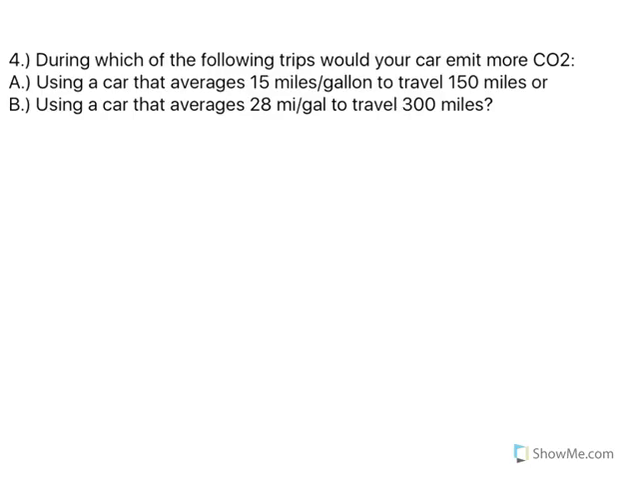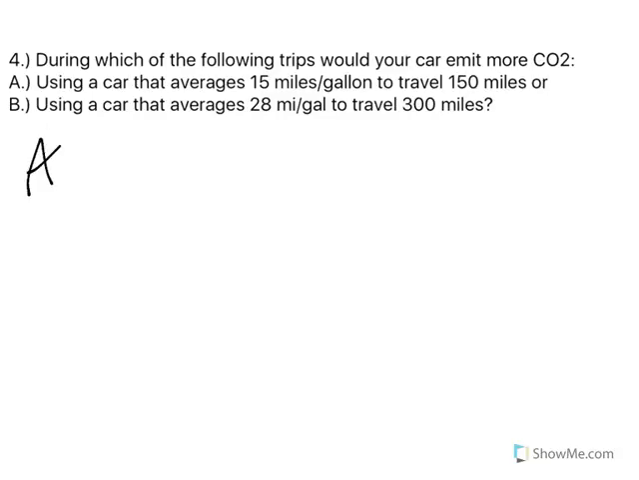Okay, number 4. During which of the following trips would your car emit more CO2, A or B? Okay, so let's do A here. Using a car that averages 15 miles per gallon to travel 150 miles. Okay, now I'm going to set this one up backwards.